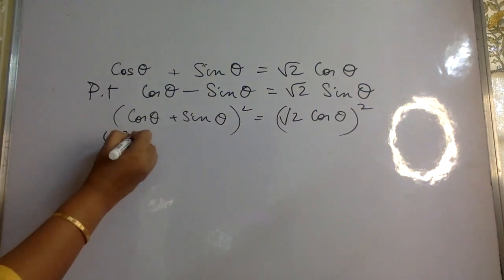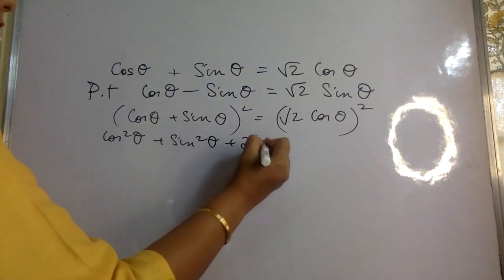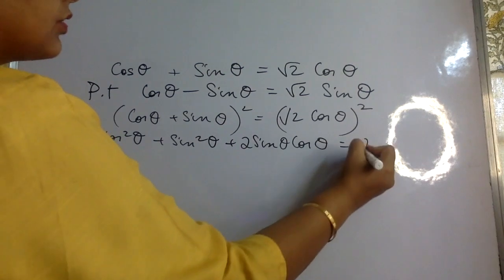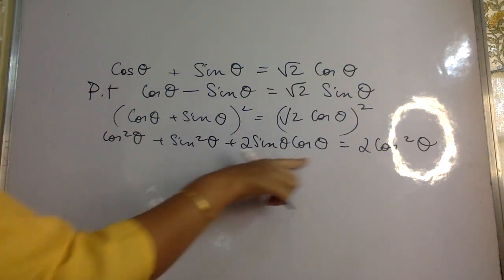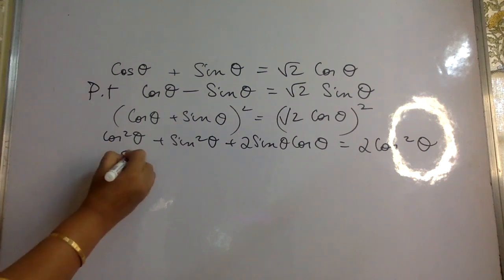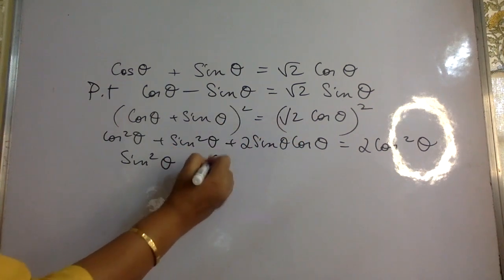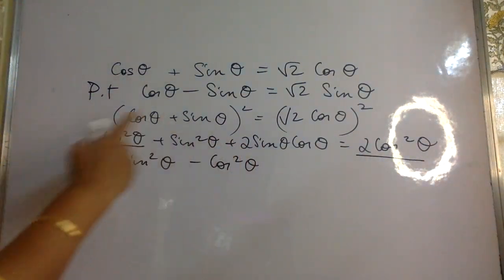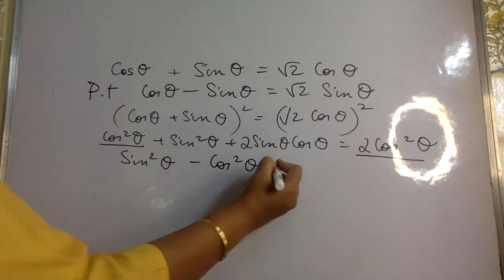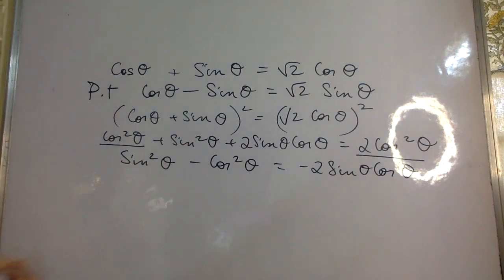So here cos square theta plus sin square theta plus 2 sin theta cos theta is 2 cos square theta. Now what we'll do, we'll bring this one this side, and we'll take this part to the other side. So then it becomes sin square theta. Now here we have cos square theta minus 2 cos square theta will be minus 1 cos square theta. So 1 minus 2 is a minus. And take this one to the other side. So there is a change in sign. So now what do we have?